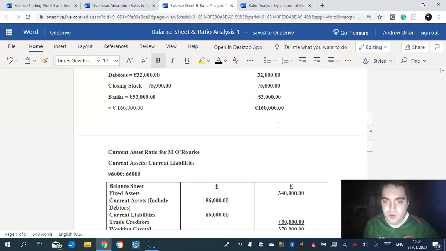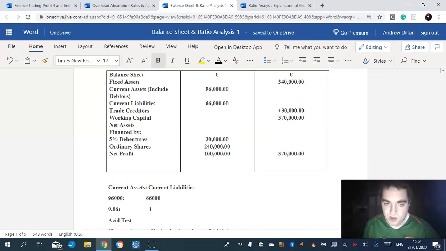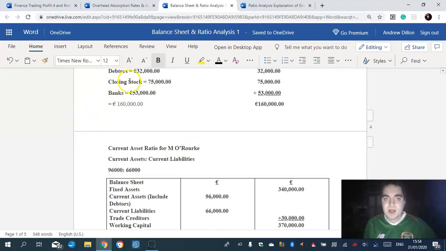I won't go over the next step because they're quite similar. Just the number figures are different. So that's the end of this file.